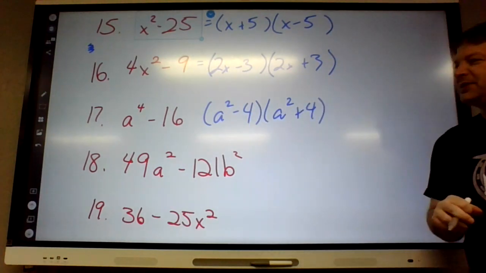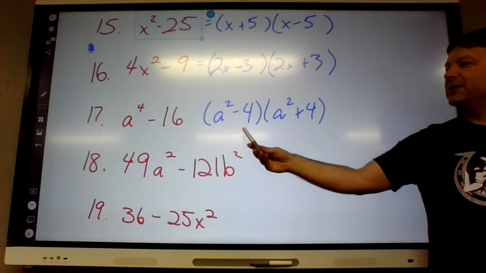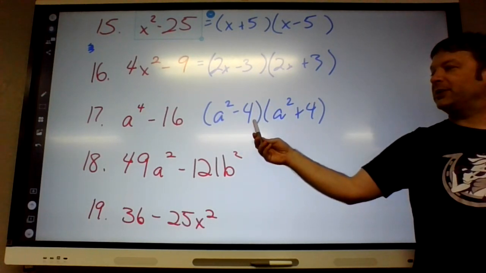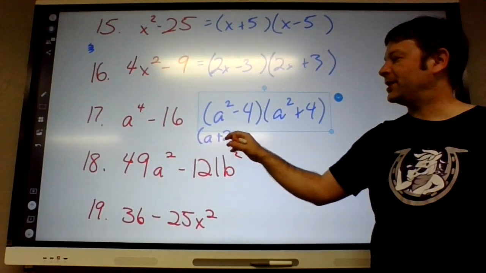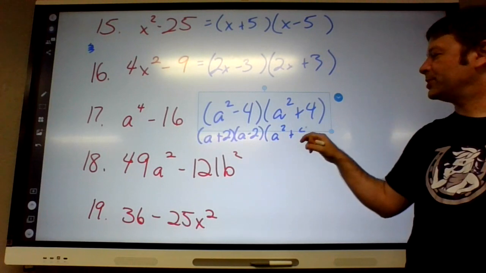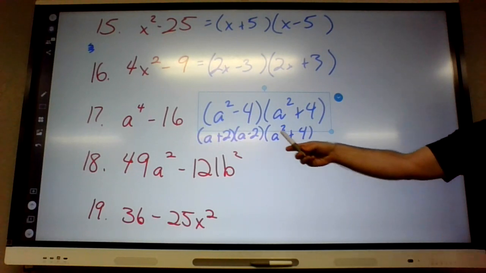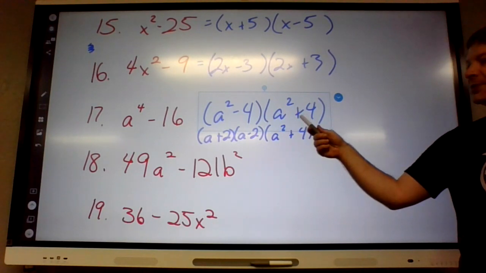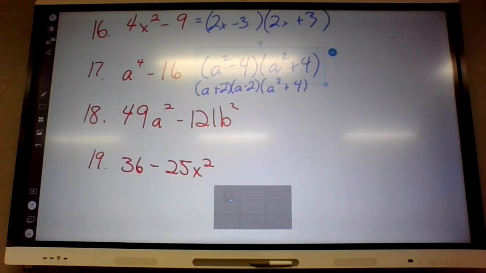Does anybody notice something about that one? There's still squares. After you do that, there's another square minus a square right there. That could factor again. I might make that a bonus, a couple points or so, if you get the extra part. After you do the square minus the square, it goes again. Just that part, not this one. That's not a minus, so this one does not factor.